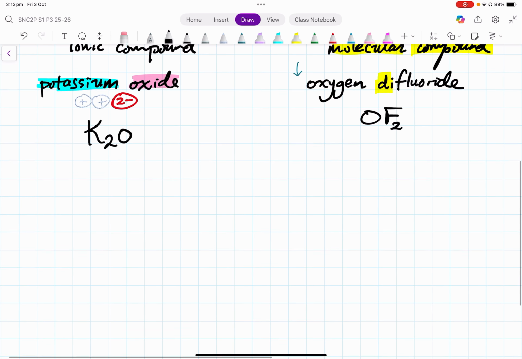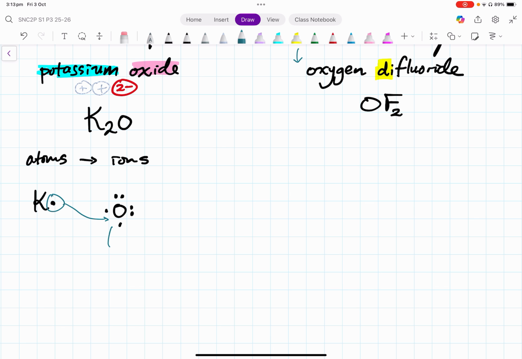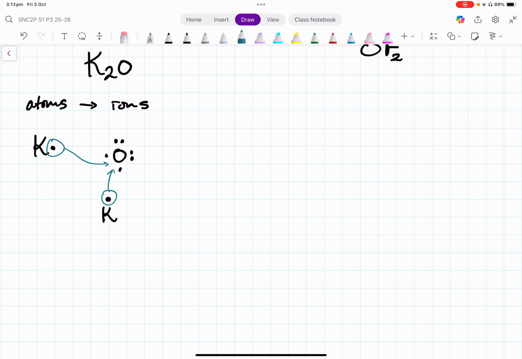Now let's take a look at how this formed from atoms to ions using Lewis structures. We just remember that potassium has 1 electron and oxygen has 6. If I drew one of each, oxygen wants that electron, and potassium ostensibly wants to get rid of an electron to have a full outer shell, so it's losing an electron. But oxygen still needs another electron, which means it would need to rip one from another potassium right there. And this process here is what we call the transition complex.